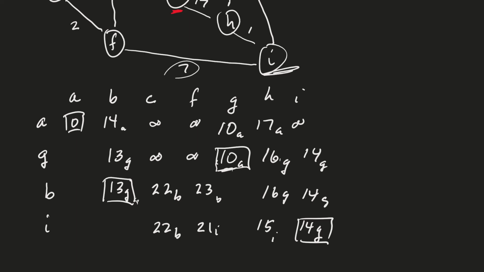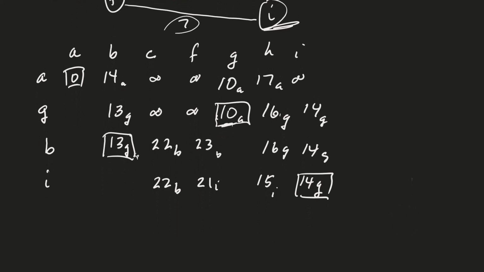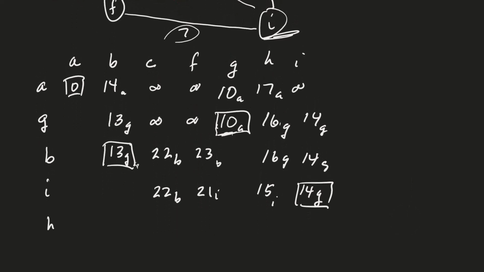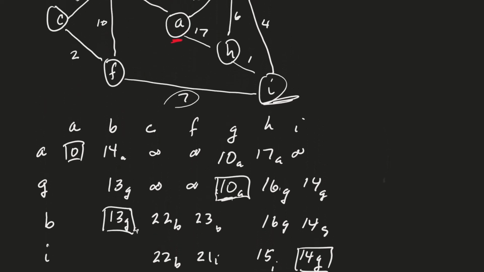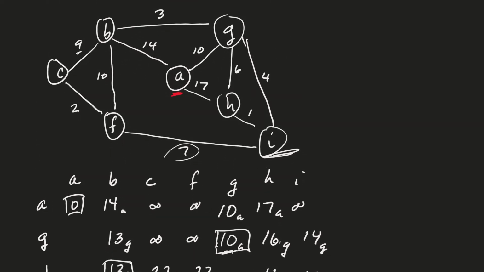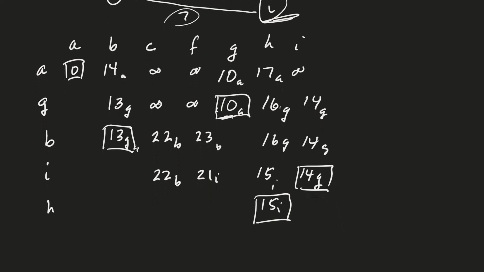Okay, good. Now the next one is going to be H, I guess. And so we bring the 15 down, box it up. Okay, and now node H. Is H connected to C or F? H is not connected to either C or F, so those numbers just come straight down in the table. So H is not connected to C, H is not connected to F.